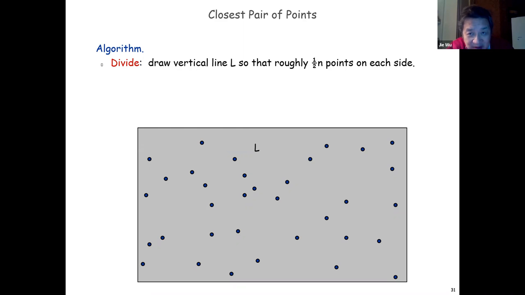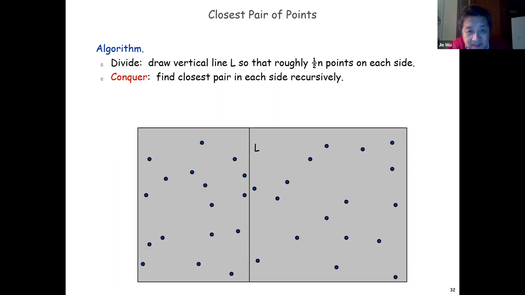So the basic idea is to divide into two based on the X value. That's relatively easy: you just scan from left to right until you reach the middle point. Then you solve recursively, very much like the inversion problem and merge sort we discussed. Suppose you solve the closest distance on the left and on the right. That's not hard. The hard part is the middle one.